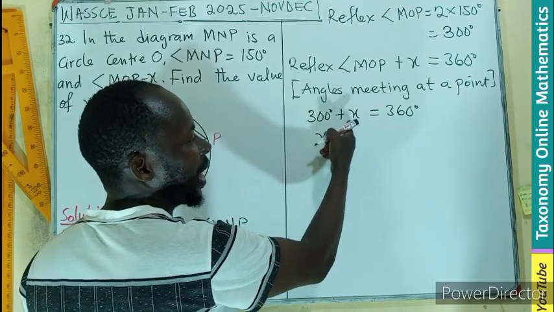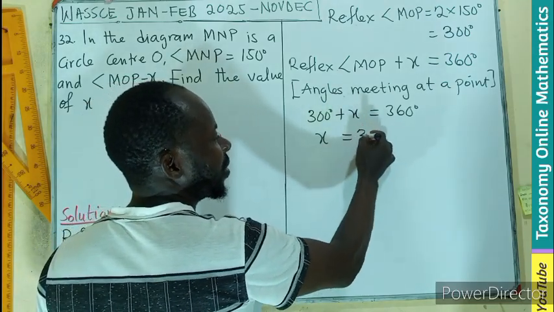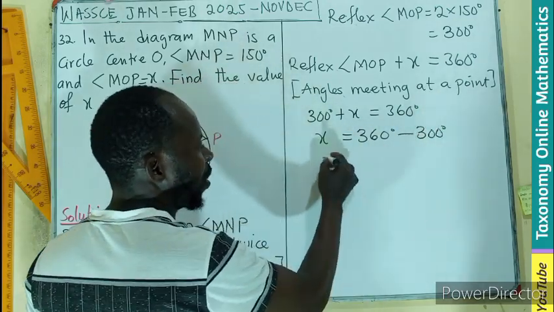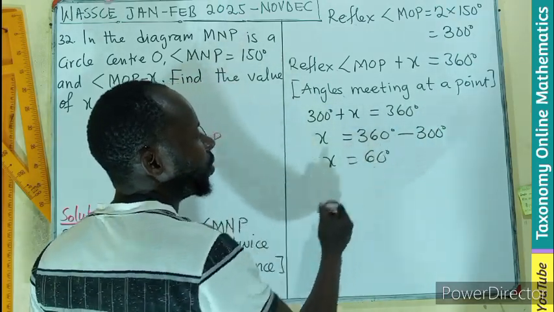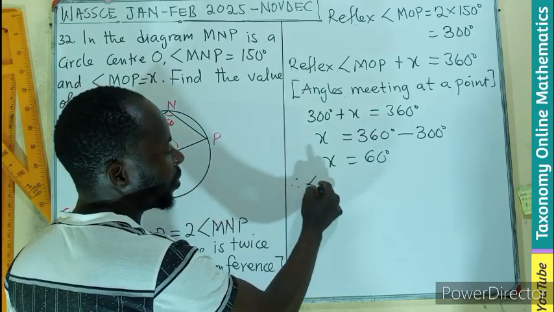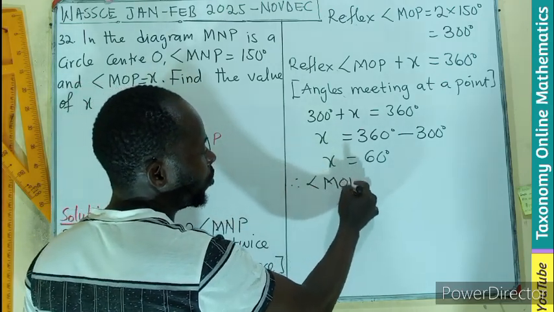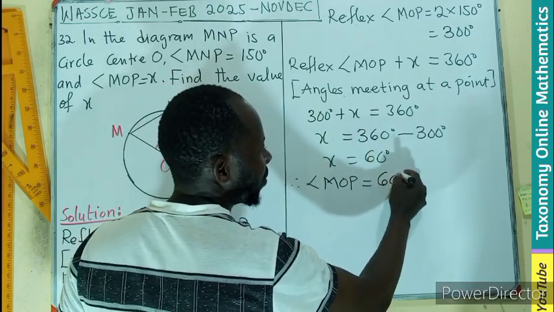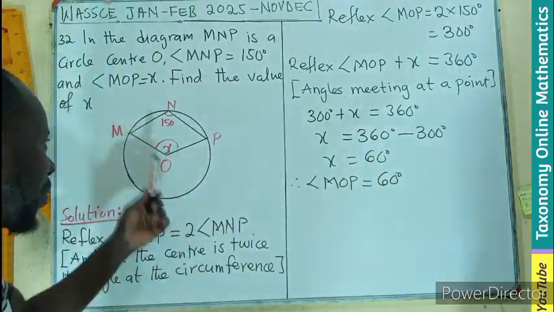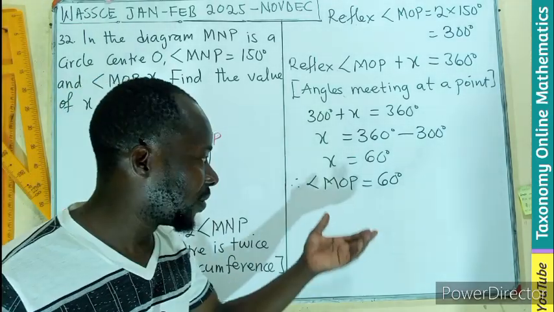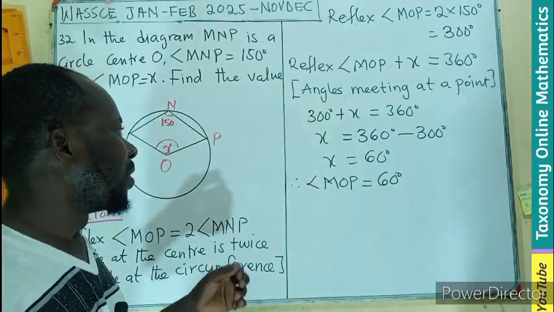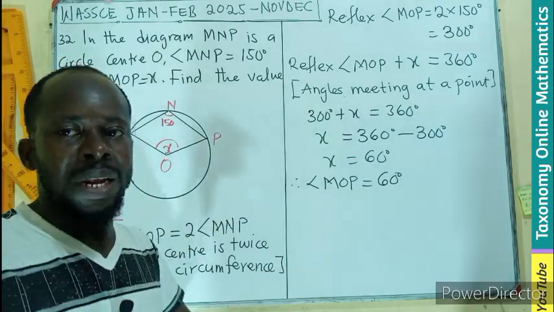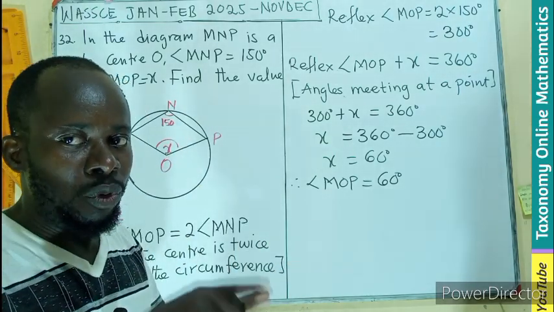Let's keep touch of the X and subtract the 300 from both sides, and that will make X to be equals to 60 degrees. So therefore, angle MOP, which is the obtuse angle, will be 60 degrees. Okay, it happened to be acute angle since we are having 60 degrees. So this angle here plus the one here is what is giving us the complete angles as a revolution.